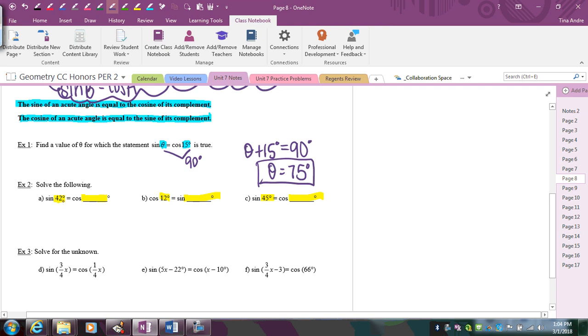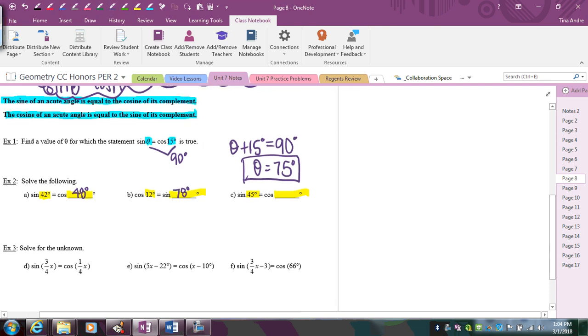90 minus 42 gives me 48. So this one has to be 48. 90 minus 12 gives me 78. And then the last one, 90 minus 45, gives me 45. And you can verify this by just typing these values into your calculator.